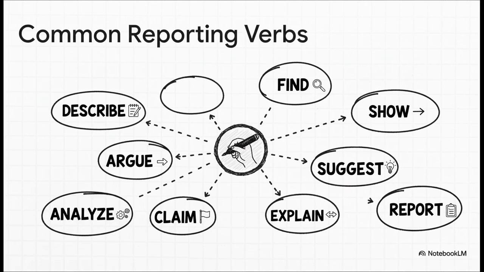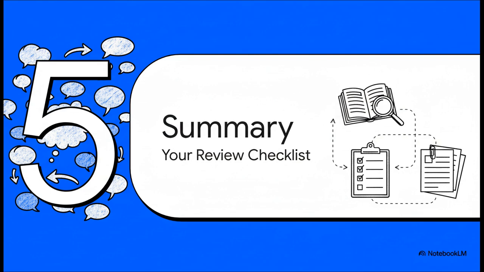Here's a great way to make your writing more dynamic and precise. Try to use a variety of these reporting verbs. Instead of always writing "the author says," you could use words like suggests, argues, or indicates. Each one has a slightly different shade of meaning, so you can choose the verb that best captures what the author was doing. We've definitely gone over a lot of material.